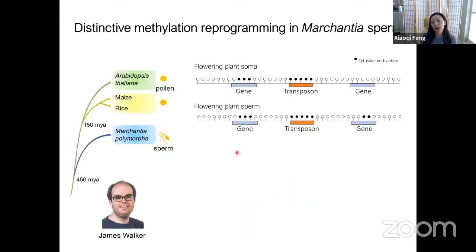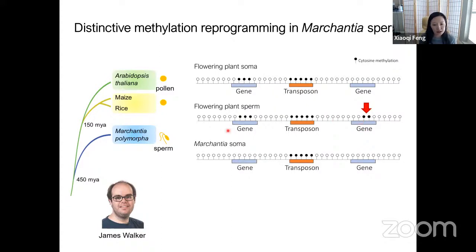Besides Arabidopsis, we have also extended our study to other species to understand the evolutionary conservation of methylation reprogramming. We established another major model in the lab, Marchantia polymorpha. This species has diverged from flowering plants about 450 million years ago and, importantly, has swimming sperm instead of pollen. So in a nutshell, the DNA methylation in flowering plants is targeted to transposons and the bodies of some genes. And I've just shown you that in the flowering plant germline, there is relatively subtle methylation reprogramming occurring at hundreds of genes.